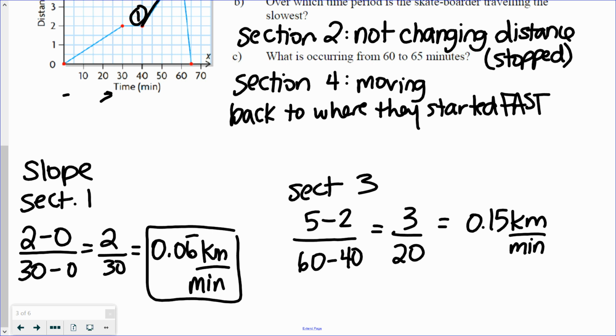So you could calculate out section 4 as well. You get a slope of negative 1 kilometer per minute. So the negative is just because it's moving in what we'll call the backwards direction. So you should get a negative value, that's okay. But it is what we would call faster because it's moving at a higher rate.